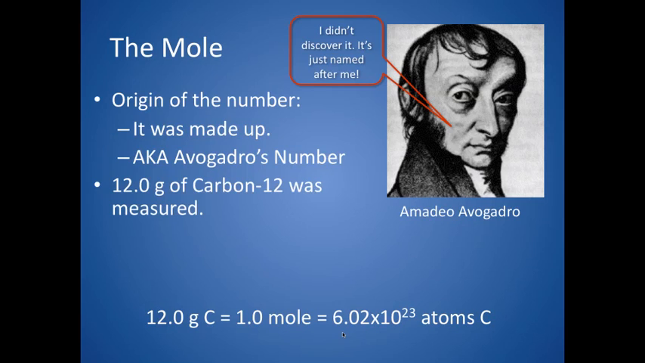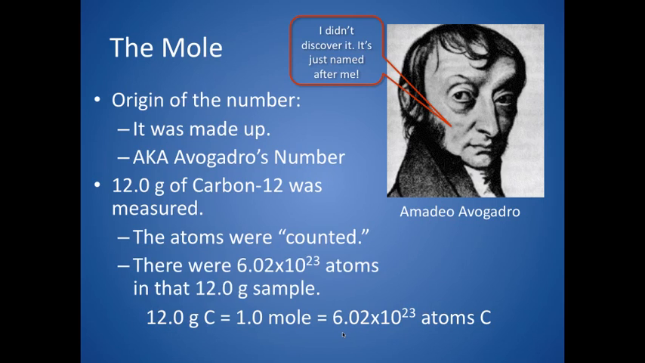So now, how did we get there? It's a little convoluted, but it makes enough sense. 12.0 grams of carbon-12 was measured. Okay, so we took 12 grams of carbon-12, and that was purposely chosen, and the atoms were counted. They weren't exactly counted one by one, but it was determined how many atoms were present, and that number that they found was this, 6.02 times 10 to the 23rd atoms in that 12 gram sample. That was called a mole.